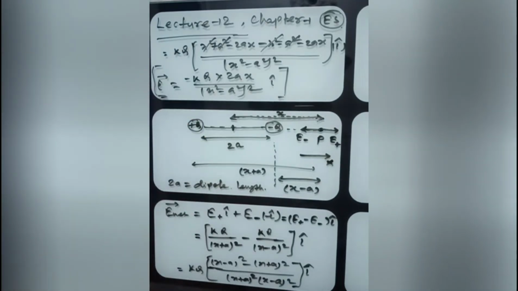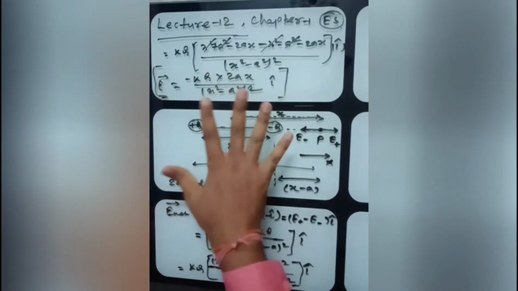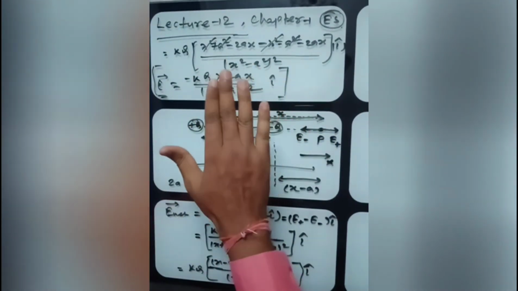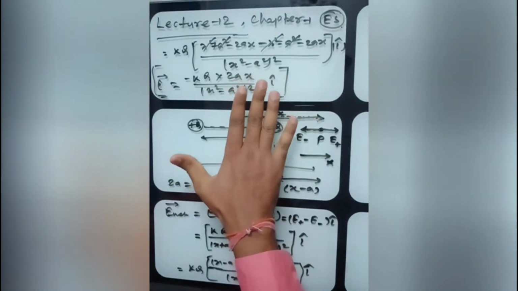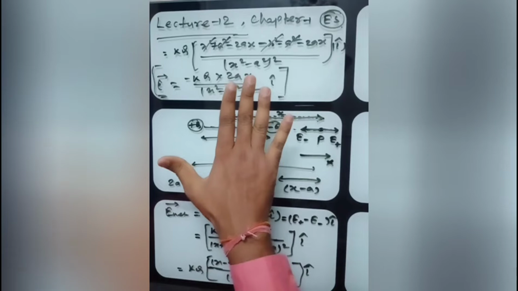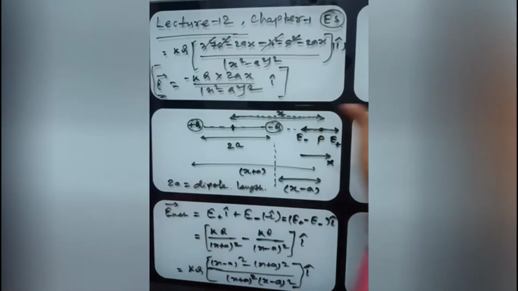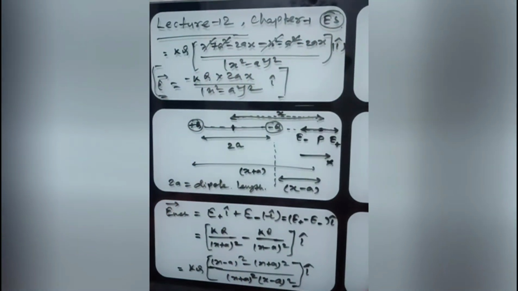Now students, we will simplify this equation for the short dipole, because this is a very important derivation and you will be asked it in your board examination in alternate years, either the electric field at the axial point or at the equatorial point. This type of derivation, or a numerical based on this derivation, will be asked.